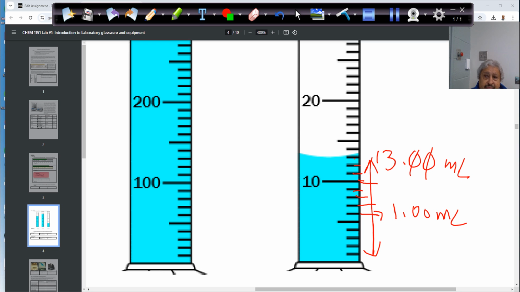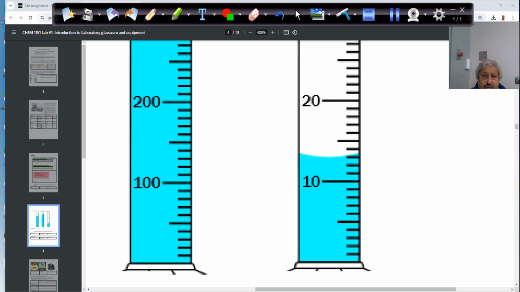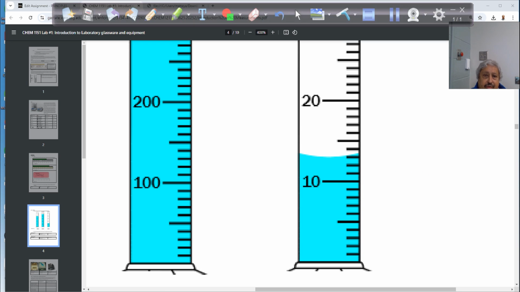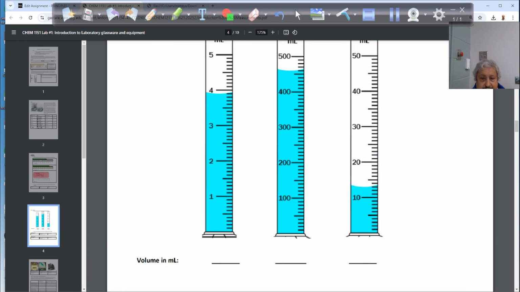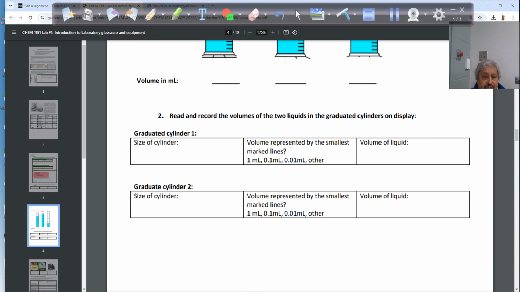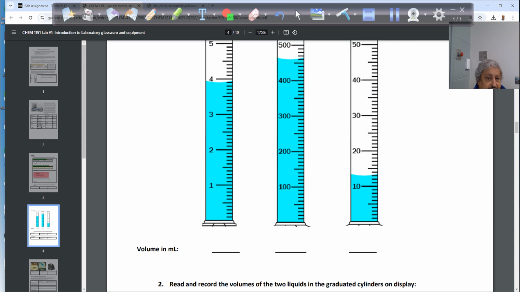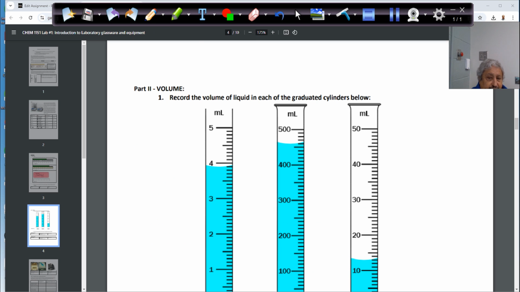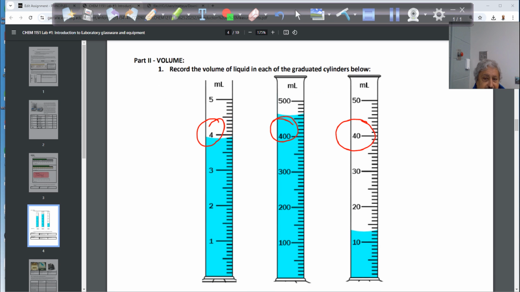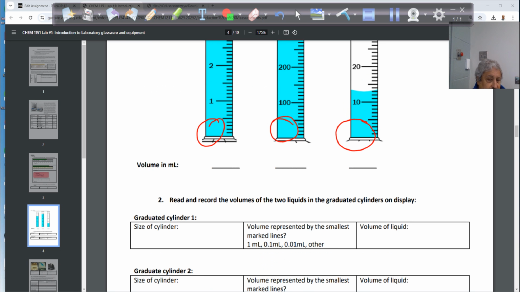You'll come here after recording this. Of course, you will go back to your original. So that's how we can make it original here. So you can write all the stuff here. Size of the cylinder. The cylinder reads how much, the first one? 5 mL. Here it is. This is 500 mL, this is 50 mL. That's the size here, correct? So those are the sizes. You can come here and write those sizes here.